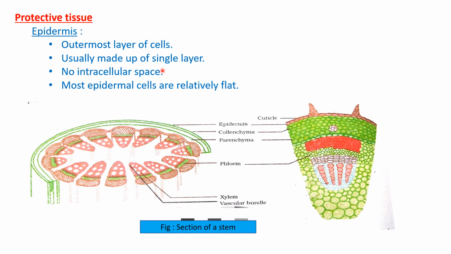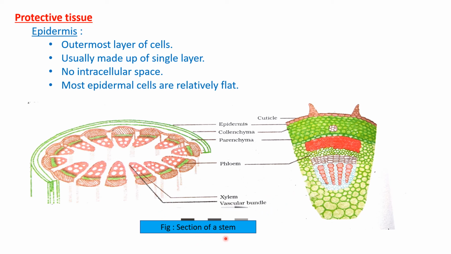It is usually made up of a single layer. This type of tissue is made up of a single layer, with no intercellular space. Here we can't see any intercellular space. Most epidermal cells are relatively flat. How does it look? The epidermal cells are relatively flat. This is the picture.